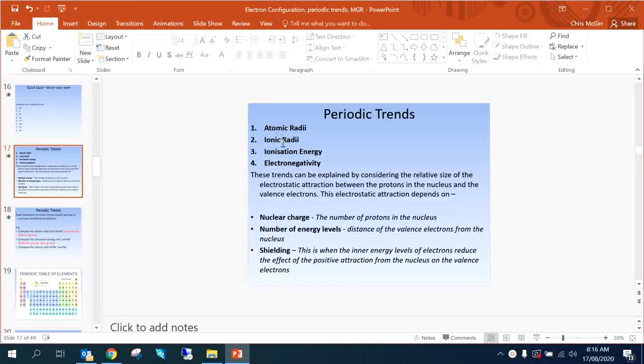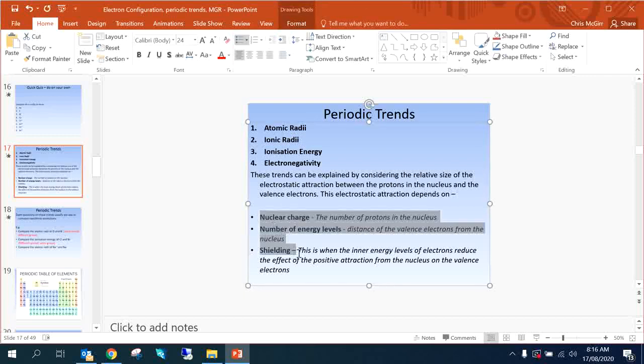Ionic radii, so the radii of ions, ionization energy and electronegativity, which we'll explain a little bit more about later. To be able to explain the trends of these, you need to understand and use these terms because these are the factors that affect atomic radii and so on. So the first thing is nuclear charge.